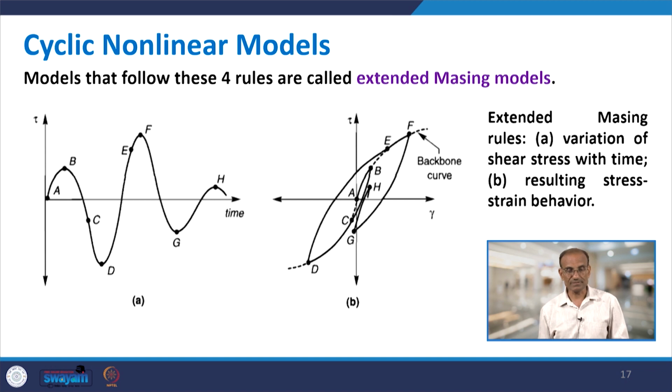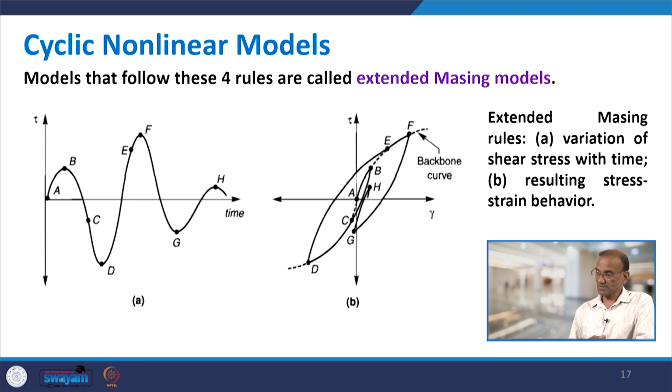Here is an example of cyclic nonlinear models, how the path is followed. This is like the extended Masing rules. Part A says variation of shear stress with time. So, here you have time on the x axis and shear stress is varying. The points A, B, C, D, E, F, G and H are marked, and we see the corresponding points on the stress strain curve.